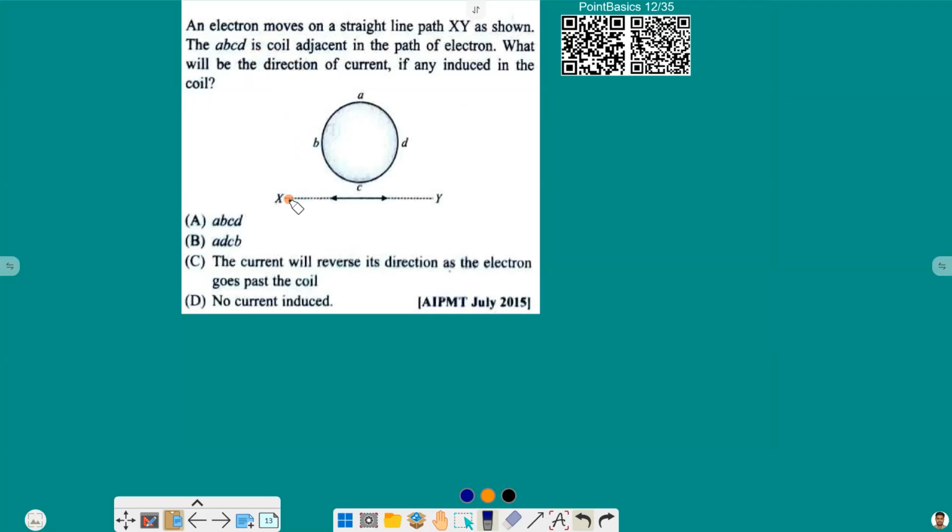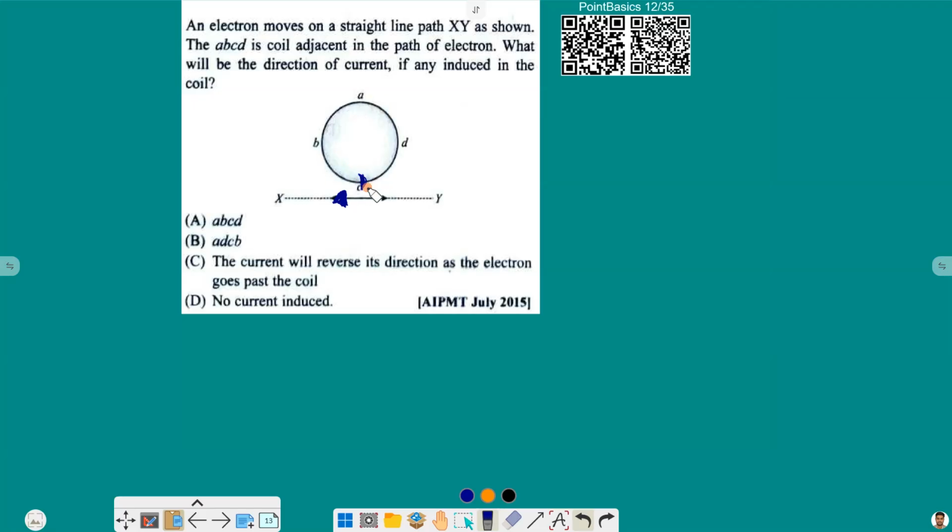So if the electron is traveling from X to Y, then there will be some amount of current flowing in the circuit, and that current will be flowing from Y to X. That current will be Y to X. And if the current is flowing from Y to X, the induced current will be opposite of that.